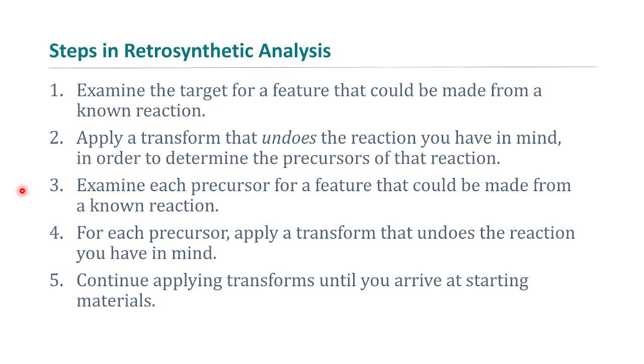Again, these are typically going to be multiple steps until you get to stuff that you can actually buy for reasonable prices. Number four, for each precursor, you apply a transform that undoes the reaction you have in mind. Number five, you continue applying transforms until you arrive at starting materials. Starting materials can be somewhat of a nebulous concept. Starting materials are things that you can obtain for a reasonable cost, something that you are willing to give up for them.